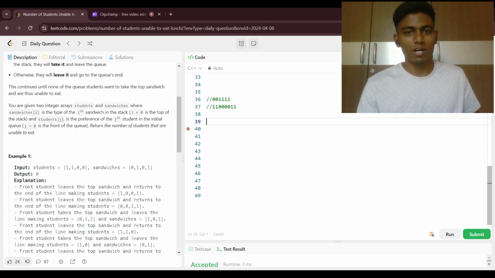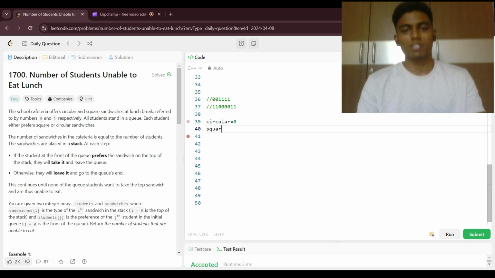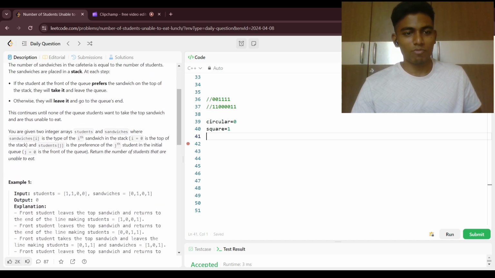One is circular, and the other is square. So for the circular, it will be 0, and for square it is going to be 1. These are the two different types, and the students will prefer only some type of sandwiches, and only those sandwiches can they eat.